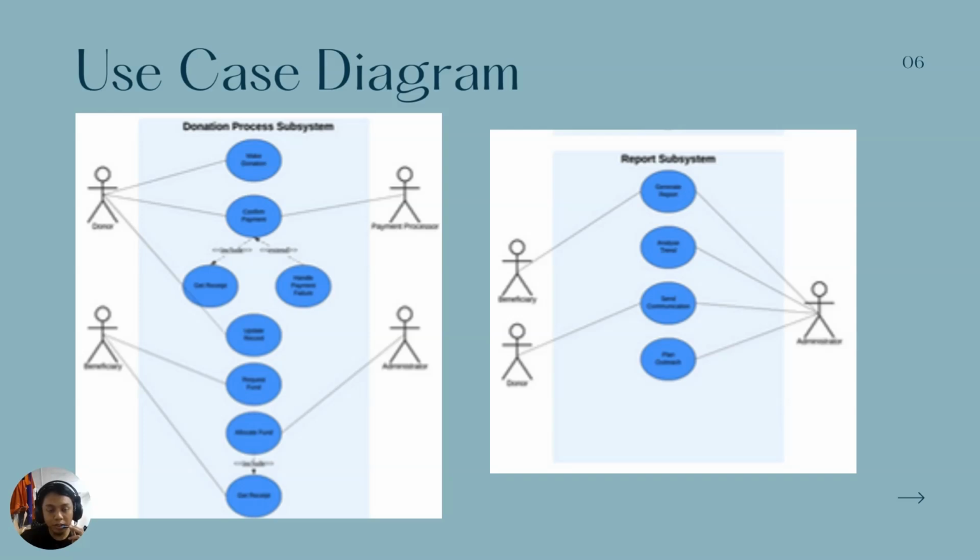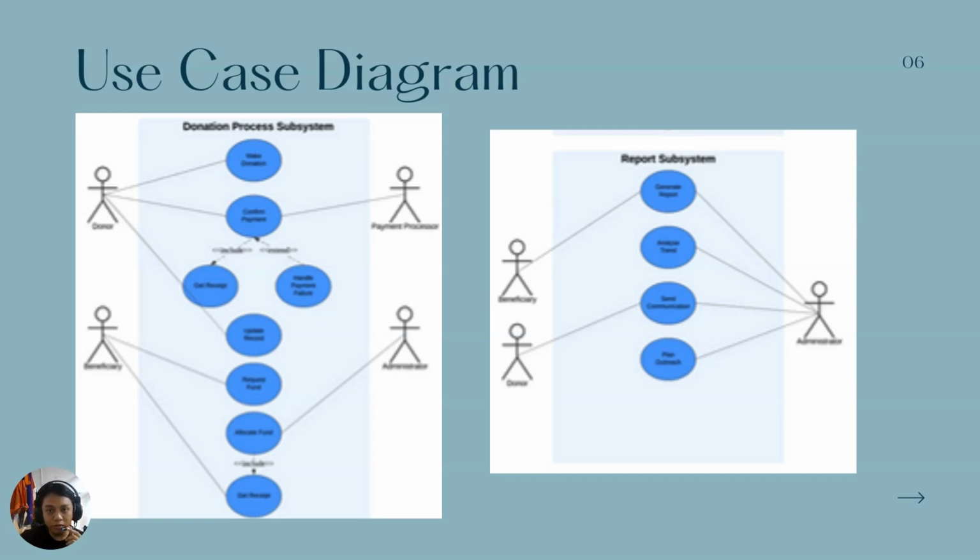So this is where the analytic and the report activity is being done. So beneficiary and administrator will generate a report. The report generated by the administrator is for analysis purposes, but for the beneficiary, this is to update the fund usage to the system. So there is some sort of integrity for the beneficiary. Then we have the analyze trend.